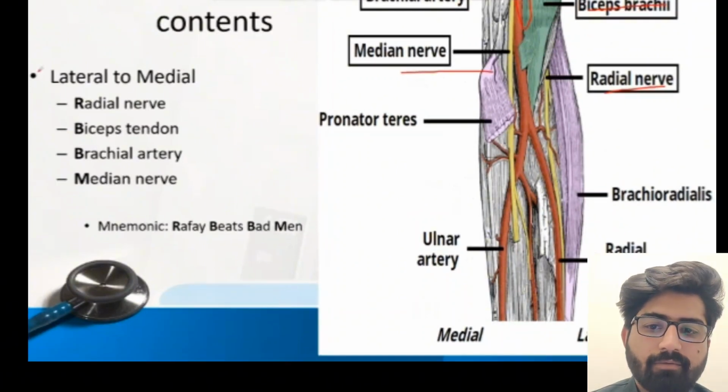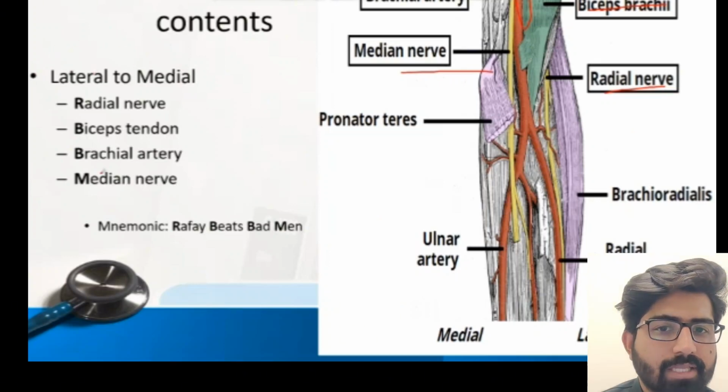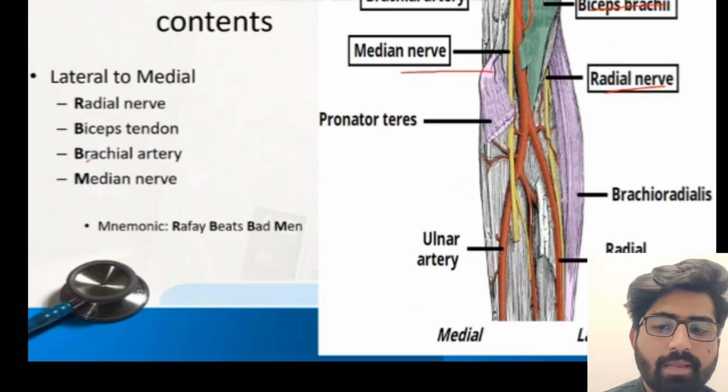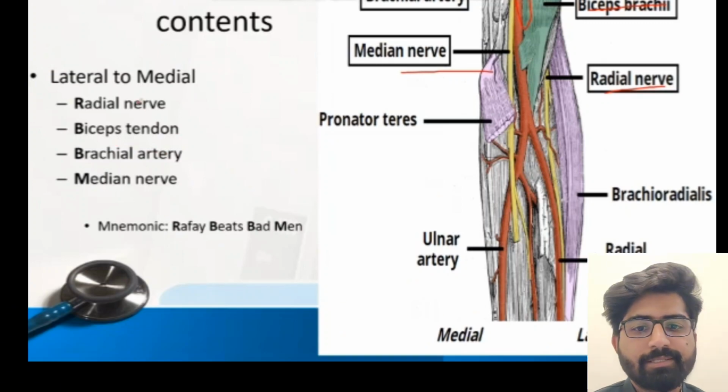You can also remember the structures from medial to lateral with the mnemonic MBBR. M is the median nerve, B is the brachial artery, another B is the bicep tendon, and R is the radial nerve.